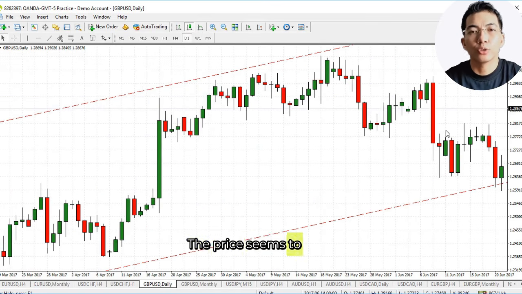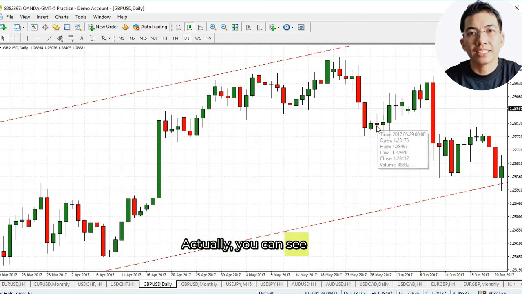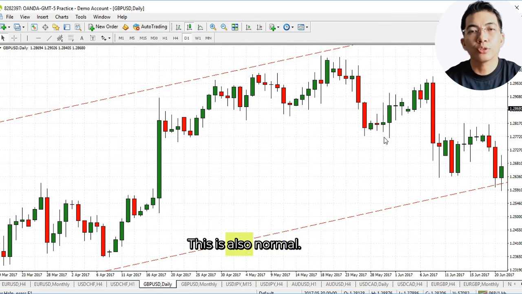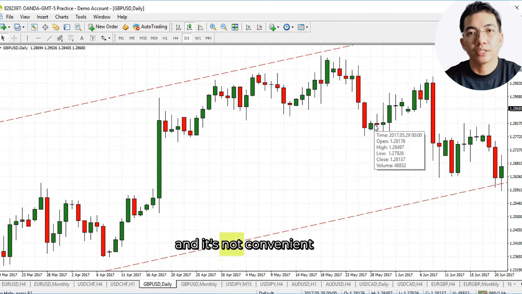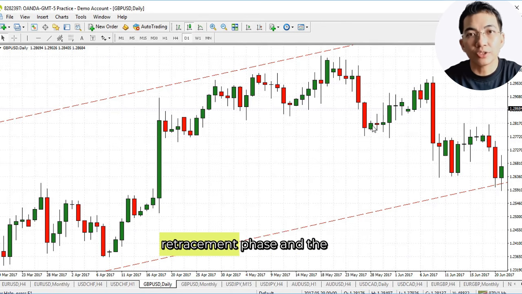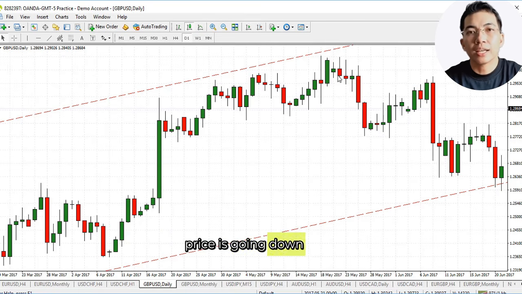The price seems to go a bit higher even if there is no strong move. Actually, you can see that here we have other candles that express indecision. This is also normal, we are in the middle of the up channel, so it's not a good idea to open long positions here, and it's not convenient to open short positions. Of course, if I still have my long positions, I can decide to keep them because we are still in an uptrend, but maybe we are in a retracement phase and the price is going down to the bottom of the channel.